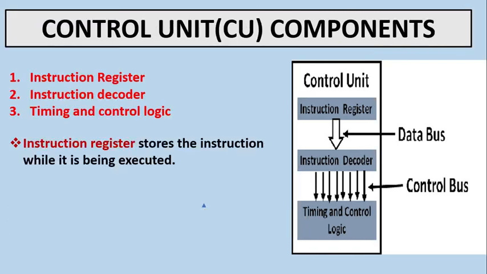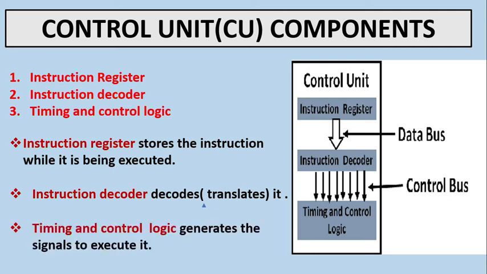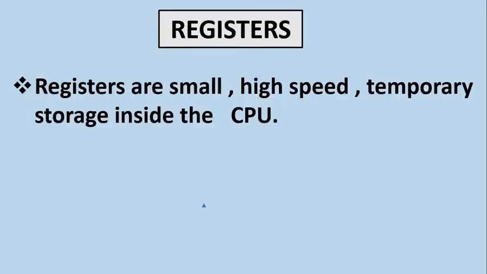Instruction register stores the instruction while it is being executed. Then it will go to the instruction decoder. Instruction decoder will translate it into binary form. Timing and control logic generates the signals to execute it.